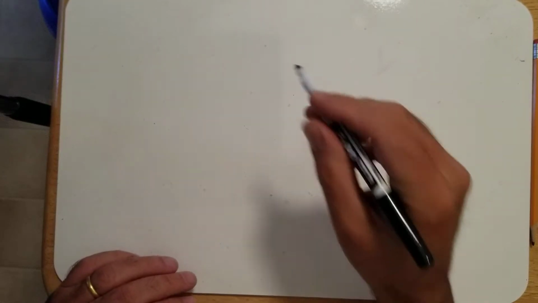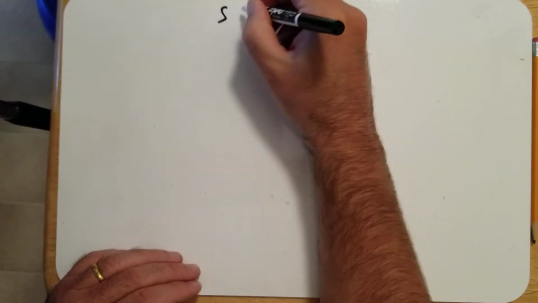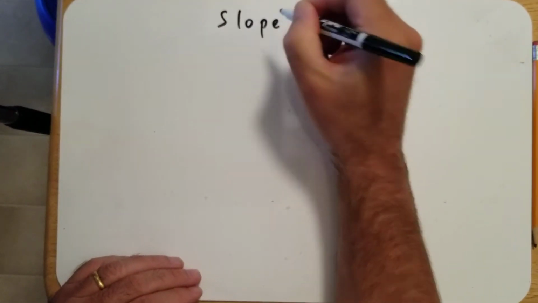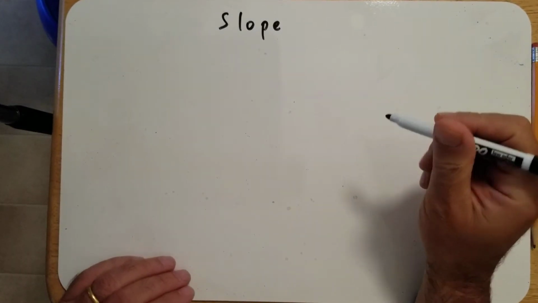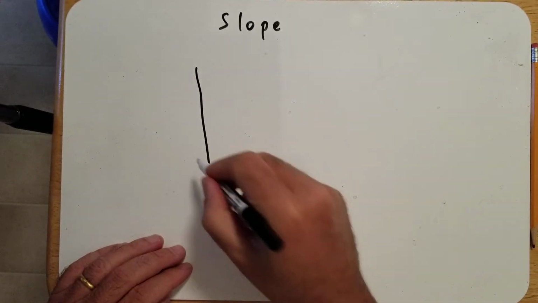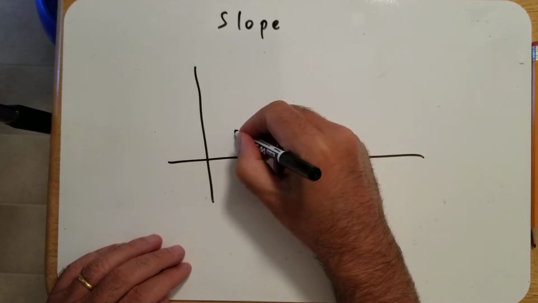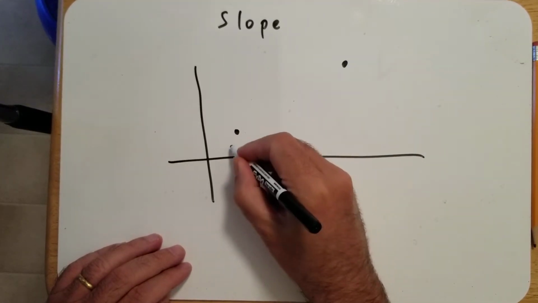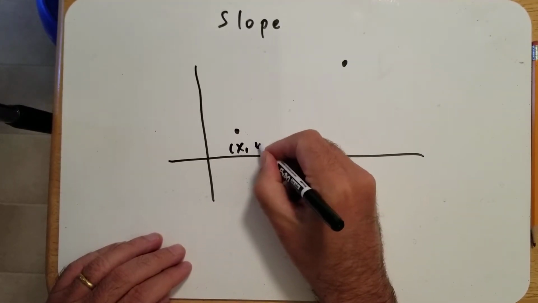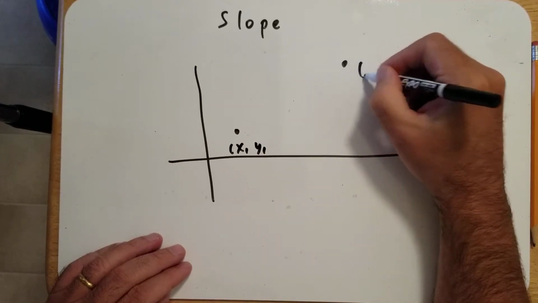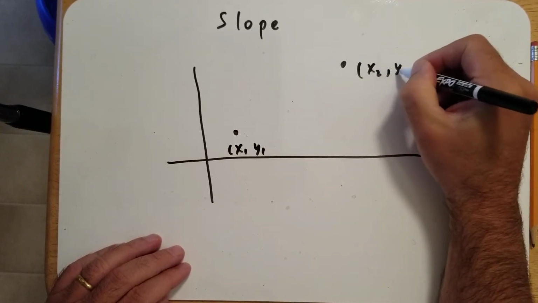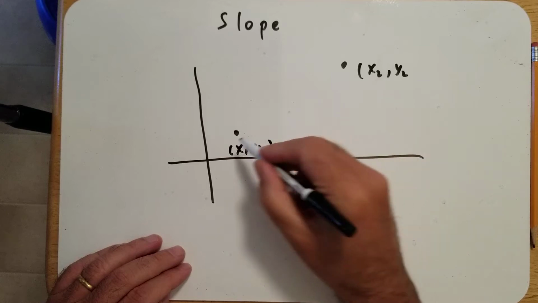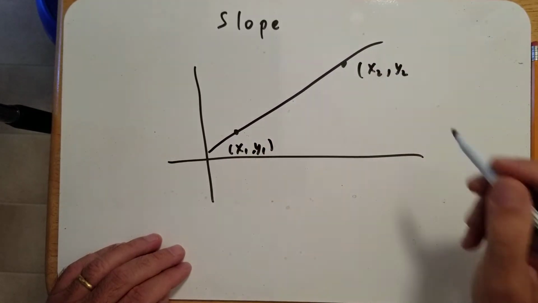I want to describe what slope is and then do a couple of examples of calculating slope as in the homework. So here's the generic example for slope. If you have a couple of points on a line, call this point x1, y1, and call this point x2, y2. And there's a line joining those 2 points.